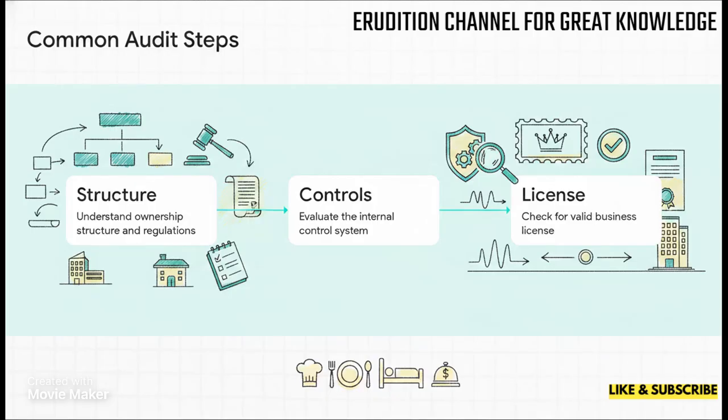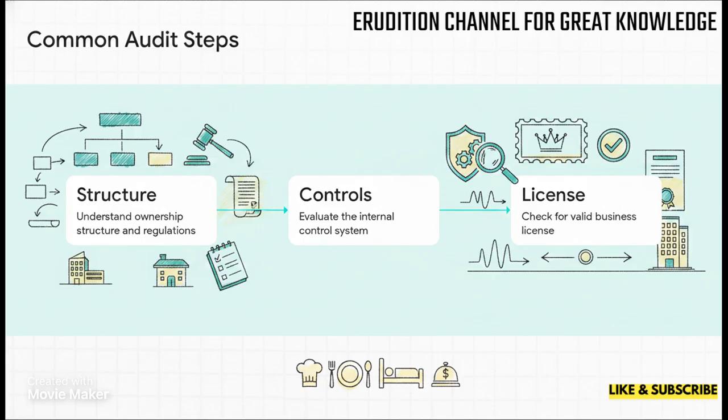Moving right along to Section 2, Universal Rules of Auditing. Now, despite all those differences, there are a few foundational steps common to all organizations. Think of this as the starting line for any auditor. Step 1 is understanding the ownership structure of the organization. Is it a sole proprietorship, a partnership, a private or public limited company? You have to know this to determine the regulatory requirements for both management and accounting.